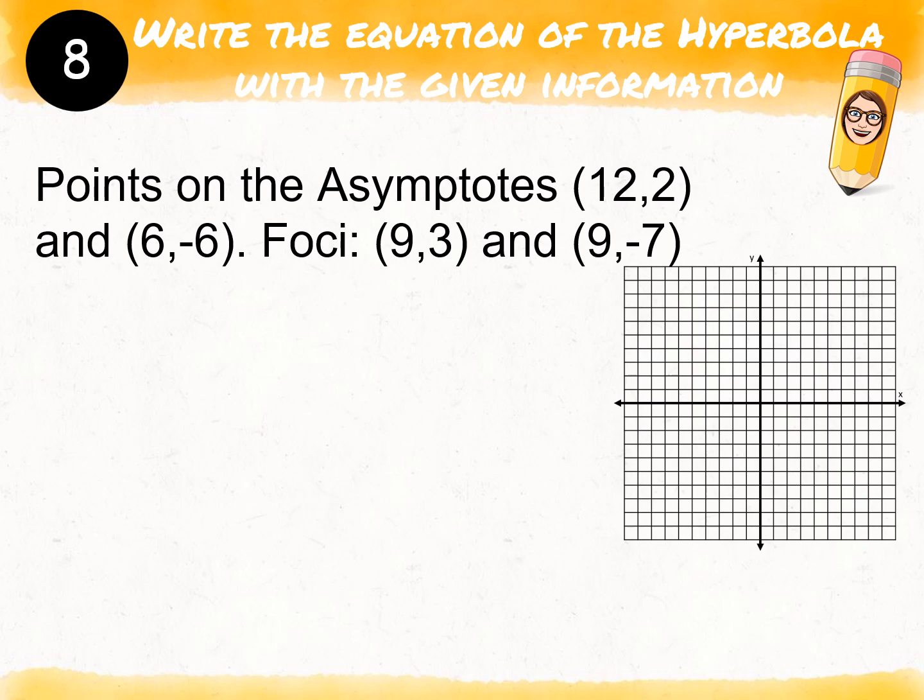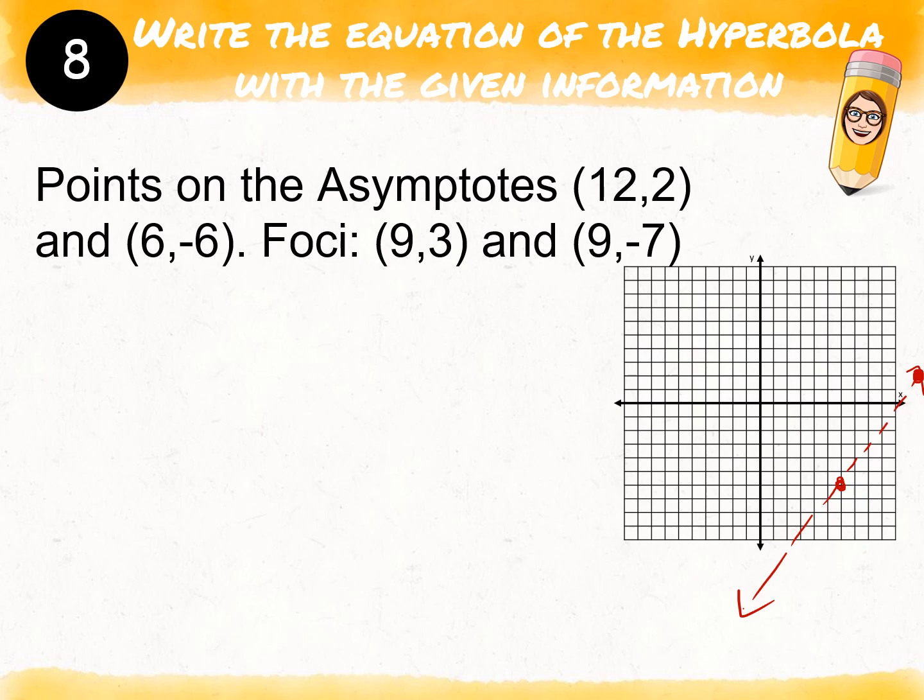Points on the asymptote, that's a little different. We're at 12, 2, so I'm off my 10 by 10 graph, that's all right. And 6, negative 6. 1, 2, 3, 4, 5, 6. So I might be off a little bit, don't mind me if I am. So that means this is an asymptote. Not much information, so let's keep going.